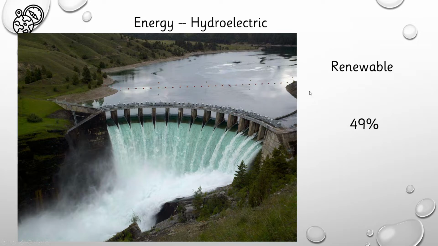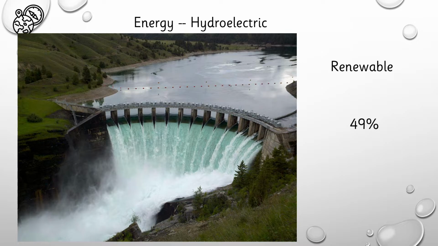Another important way we can use water is for electricity. This is called hydroelectric power. Now the prefix hydro means water. So if you see hydro, you know that water is being talked about. Hydroelectric power is important because it's a renewable resource.